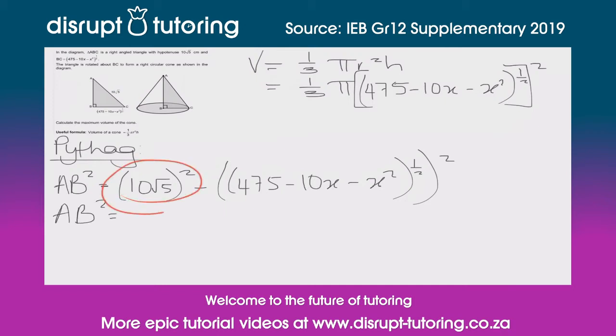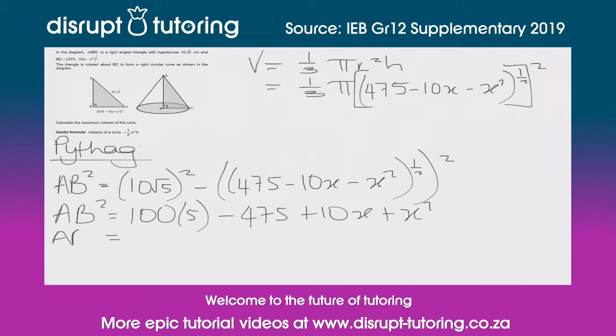Right, moving on to the next step, AB squared. How do we square this? So we square the 10, that gives us 100. We square the square root of 5, that gives us 5. And then we've got minus, the square and the half cancel out, so we're left with minus 475 plus 10x plus x squared. Remember to multiply that negative in. Right, on to the next step we go. We've got AB squared equals 100 times 5 gives us 500 minus 475 plus 10x plus x squared. Right, we're almost at the base of this one.